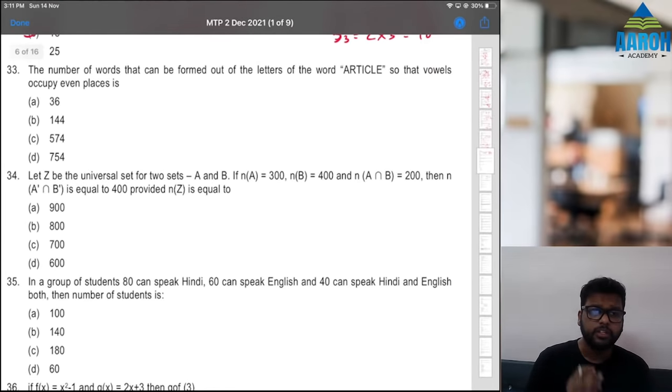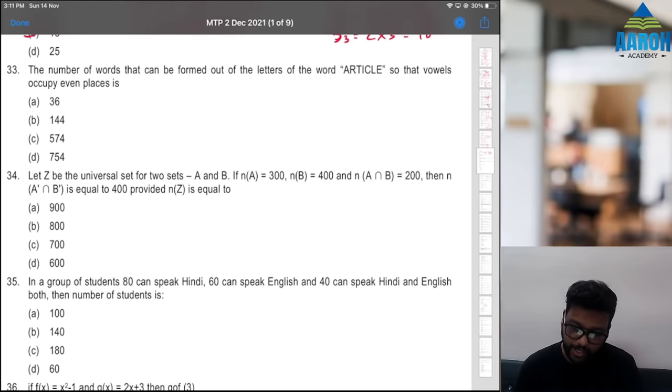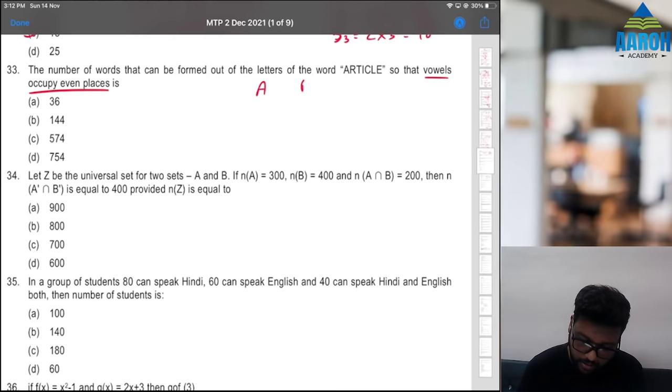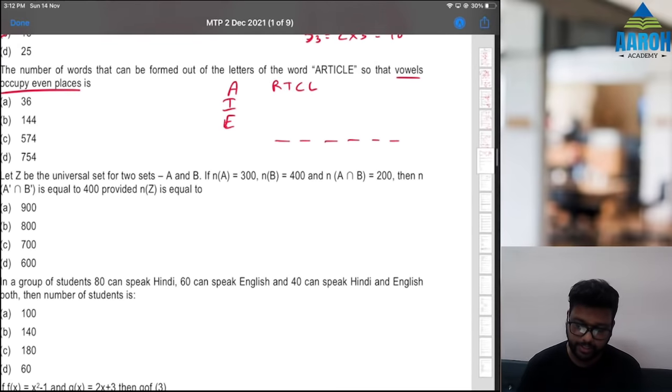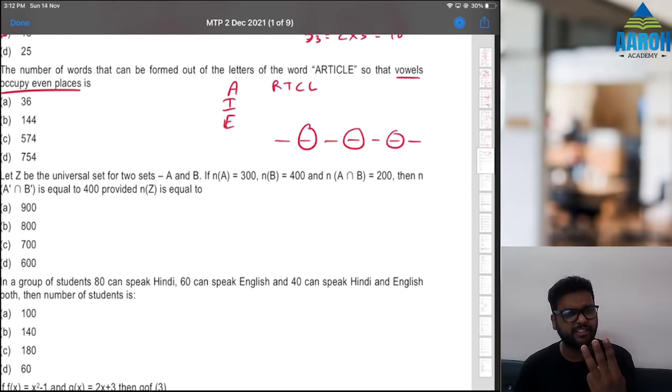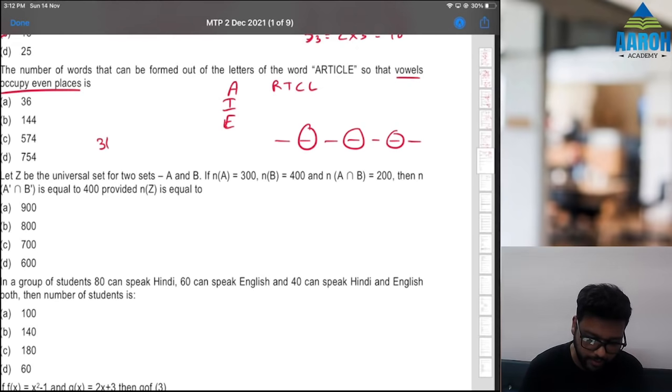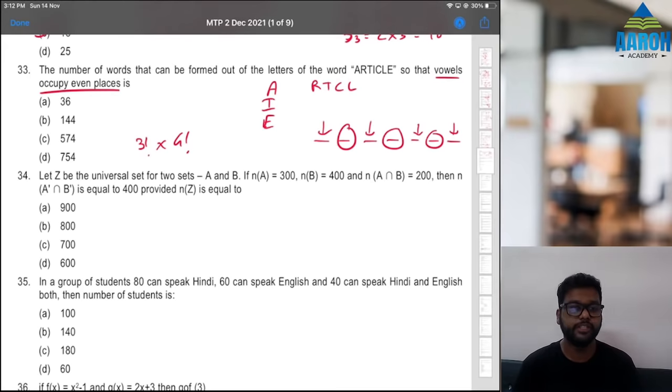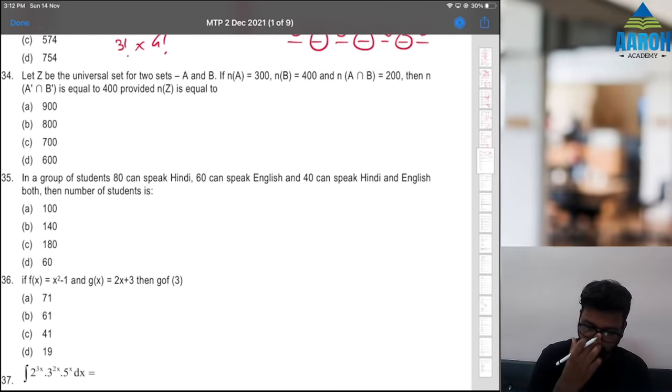33. Number of words that can be formed out of the letters of the word ARTICLE, so that vowels occupy even places. The letters are A, R, T, I, C, L, E, total 7 places. Even places are what? 2, 4, 6. There are 3 vowels and 3 even places. So 3 factorial for vowels, and the remaining 4 consonants at 4 places, so 4 factorial. So 6 into 24 will be the answer, 144, option B.